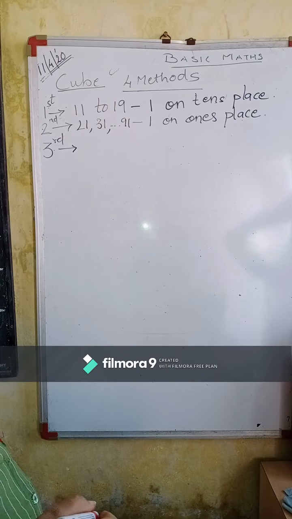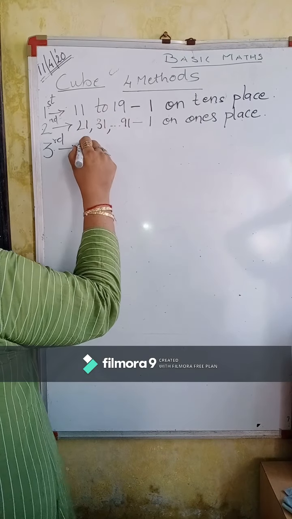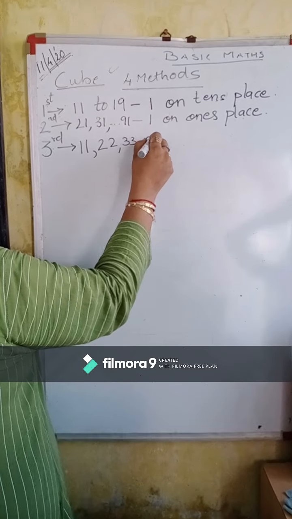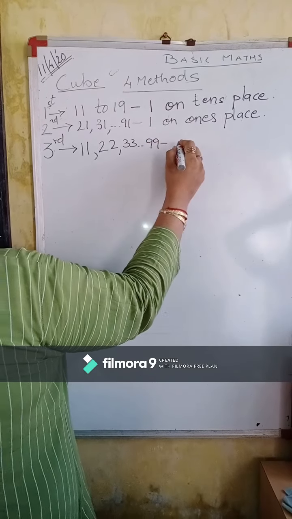Third method is double numbers: 11, 22, 33 till 99. That is, double digits. Okay?